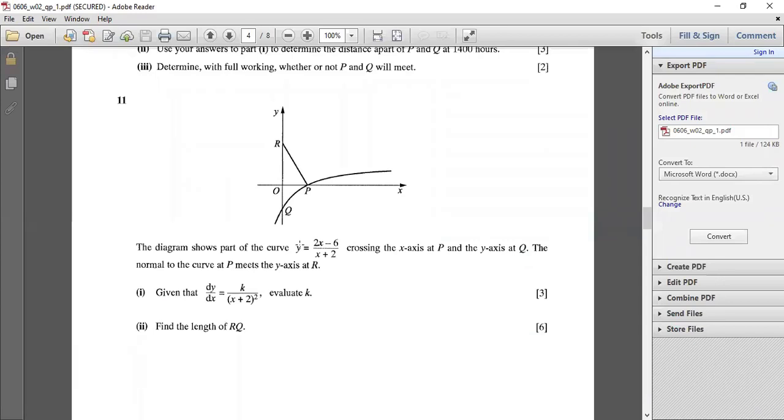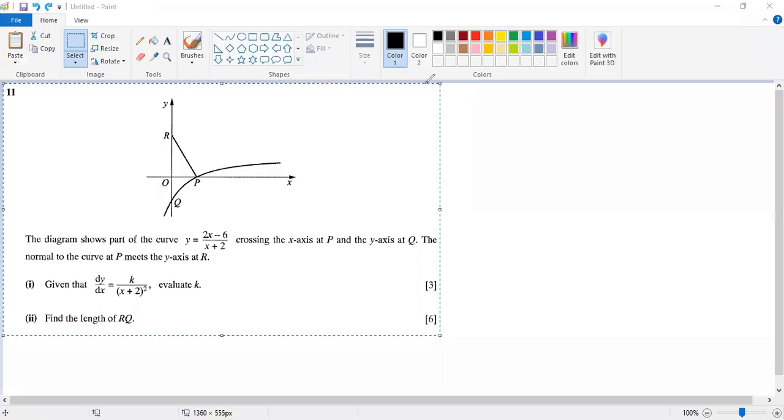Okay, let's begin with question number 11. Let's move this question onto the whiteboard, please, and we shall begin. The diagram shows part of a curve, y equals 2x minus 6, all over x plus 2, crossing the x-axis at P and the y-axis at Q.